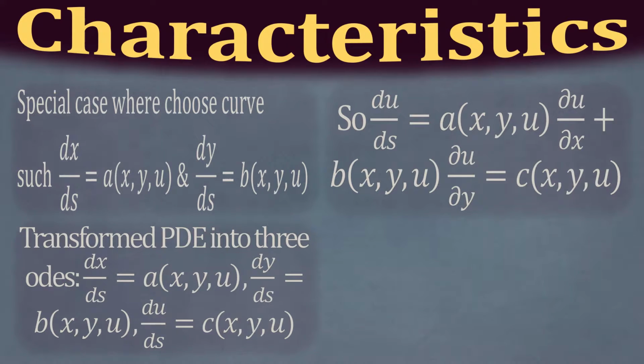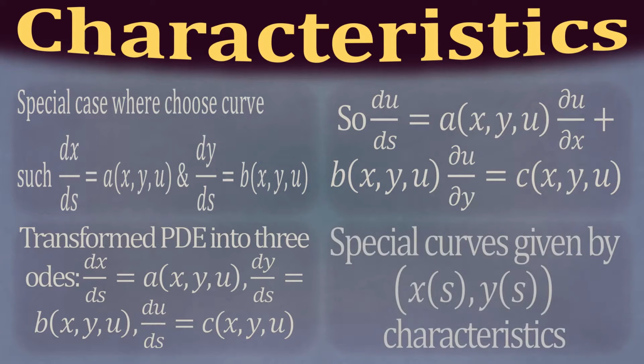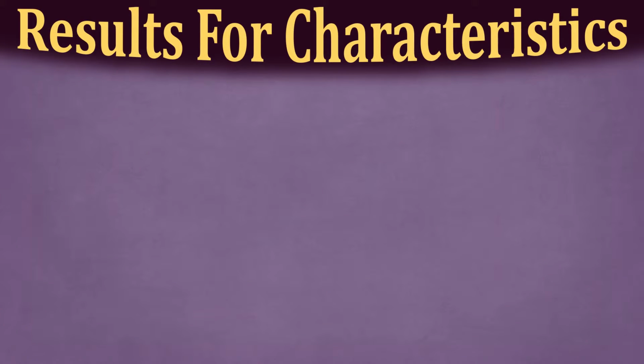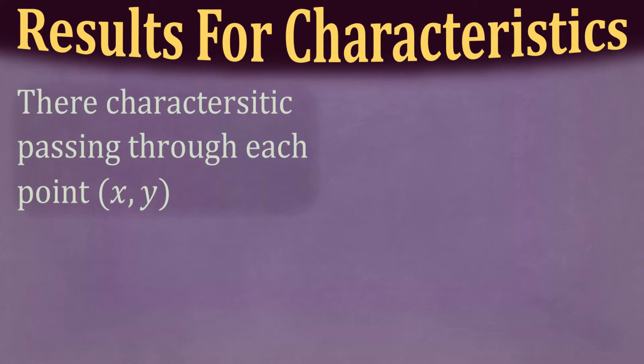We have then transformed our PDE into three ODEs: dx over ds is equal to a of x, y, u, dy over ds is equal to b of x, y, u, and du over ds is equal to c of x, y, u. The special curves given by x of s, y of s are known as the characteristics. Given suitable boundary conditions, we can, in principle, integrate this ODE system along the characteristic to find the solution for our PDE. Now, let's discuss some results for characteristics.